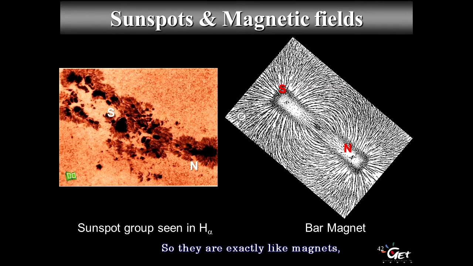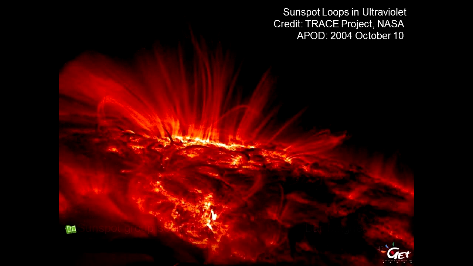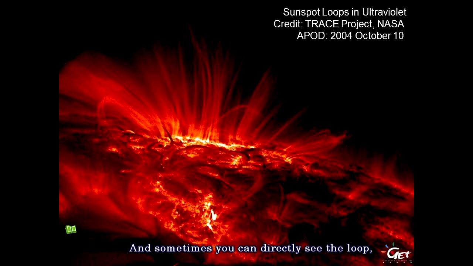So they're exactly like a magnet with a south pole and a north pole. And you see here, you really have the field. You almost can see the magnetic field. This is the matter that is going from north to south. And you see that it's really following the shape of a magnetic field. And sometimes we can directly see the loop, so the connection between two sunspots, for instance. So we really have many, many evidences of that.